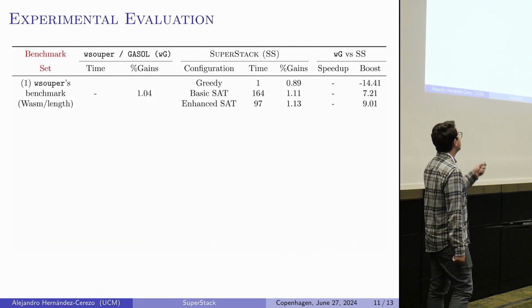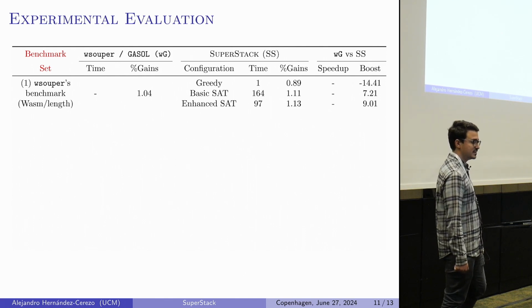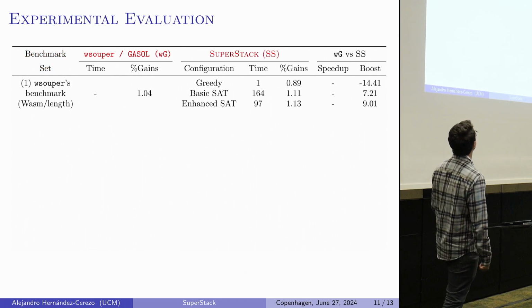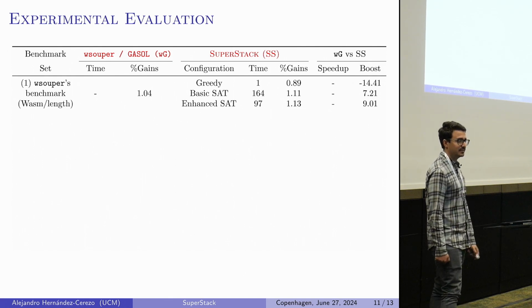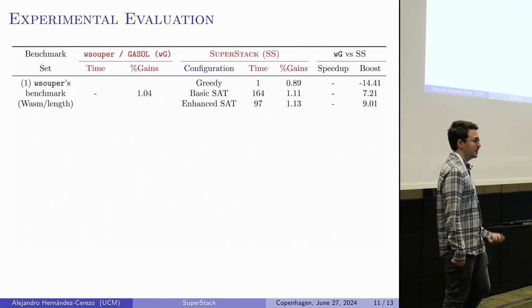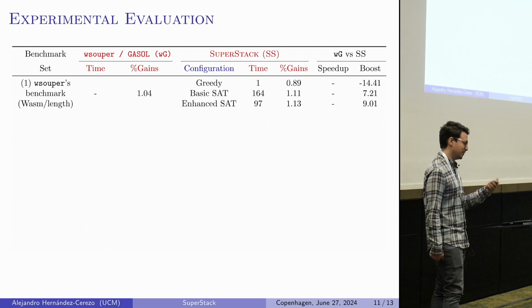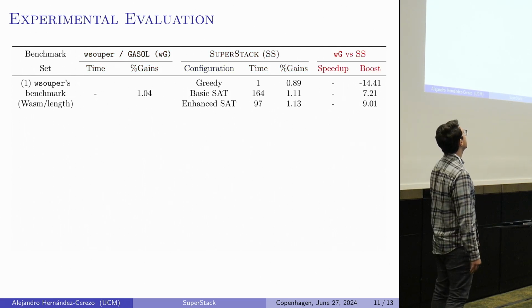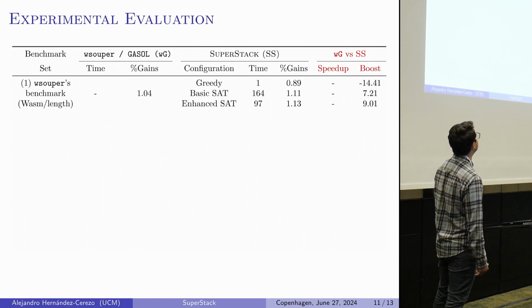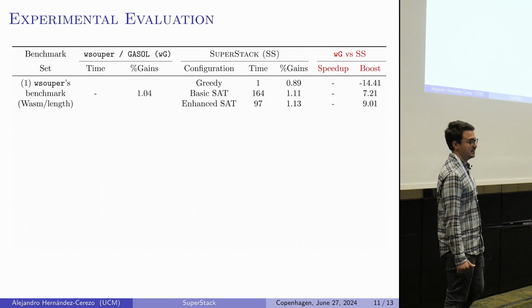So here, I'm going to show you a bit of the experimental results. We have the different benchmark sets, and for each of them, we measure the results for our computing systems and for SuperStack. This is done in terms of the overall time and the percentage of gains compared to the initial code with respect to the corresponding criteria. Also, we have these 2 last columns that compare the speed up and also the boost, which are the percentage of additional gains that SuperStack is achieving.